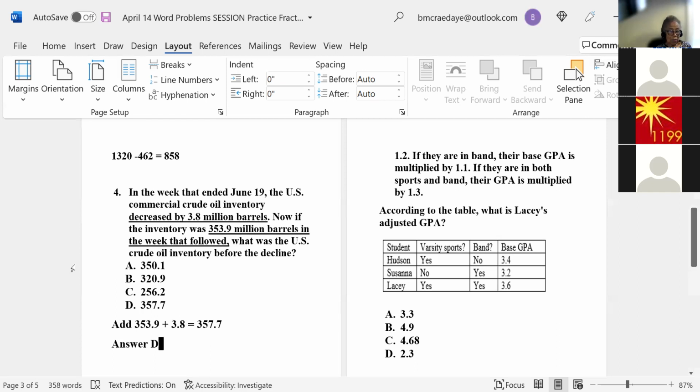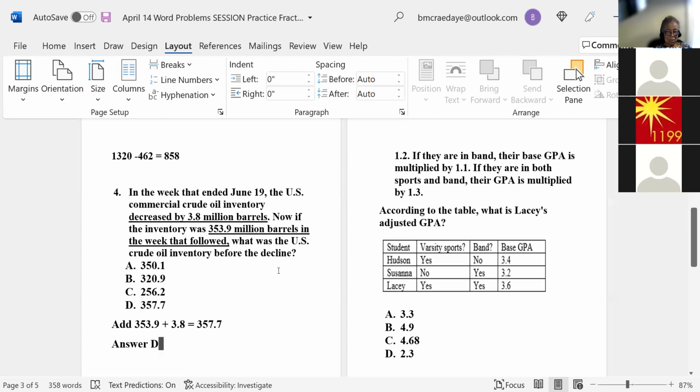Okay, so if it decreased by a certain amount, and after the decrease this was what was left, then what was there before the decrease would be what it is now plus the decrease amount. And that's the 357.7. So it's like the 357.7 was decreased by 3.8 to give you what it is now. Got it?